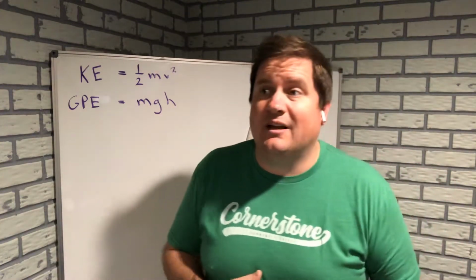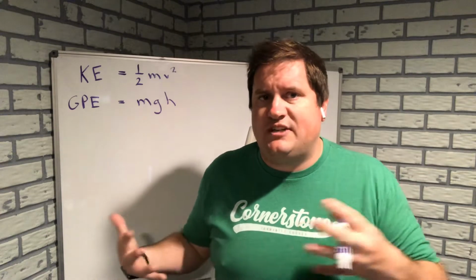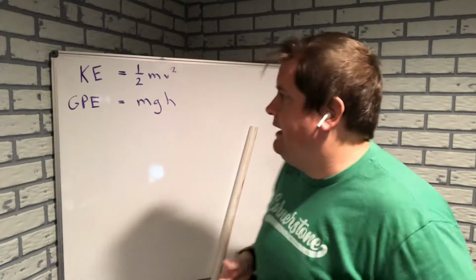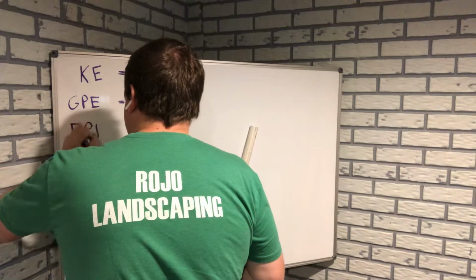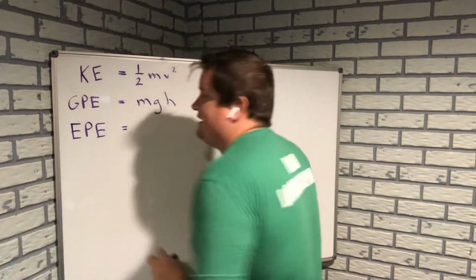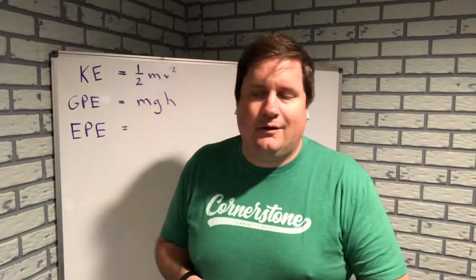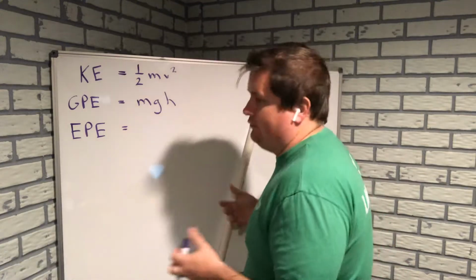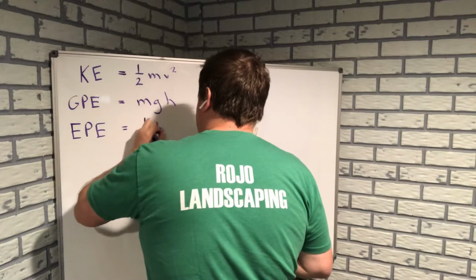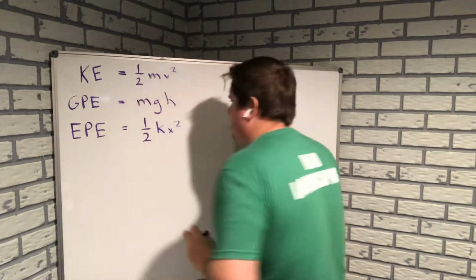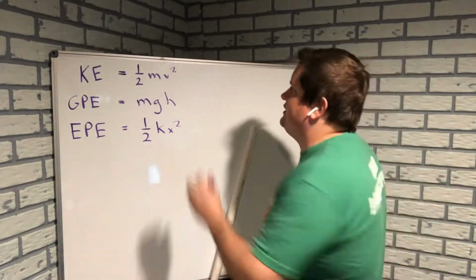And the third is elastic potential energy. That's energy that you store in an object when you stretch it or compress it. And elastic potential energy is EPE. You'll also see that in textbooks as U sub S, S for spring, and U for potential. But the formula for elastic potential energy is 1/2 kx squared. And those are kind of some weird variables. We'll talk about those.